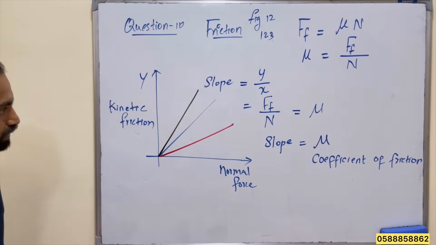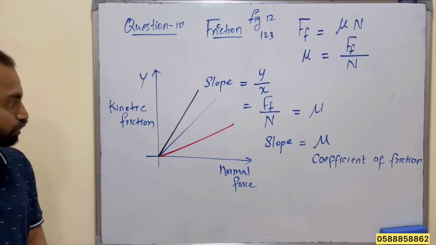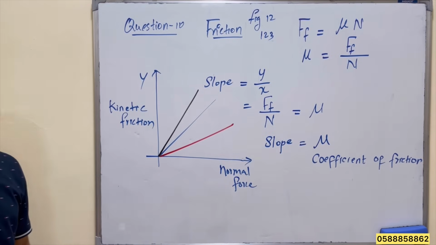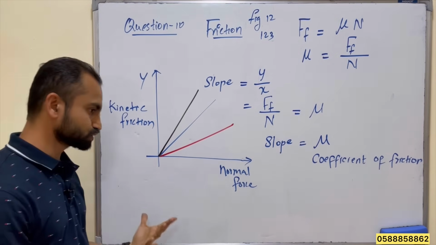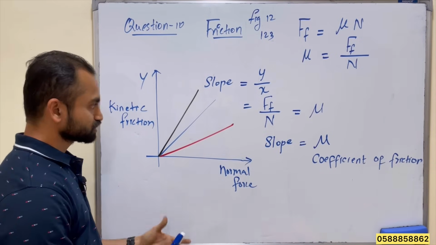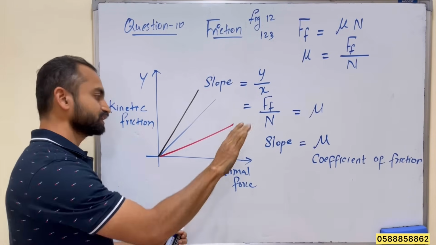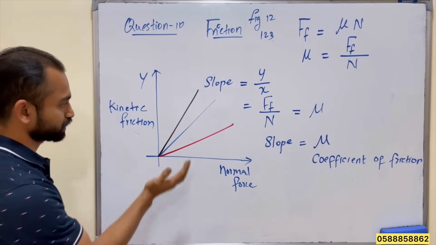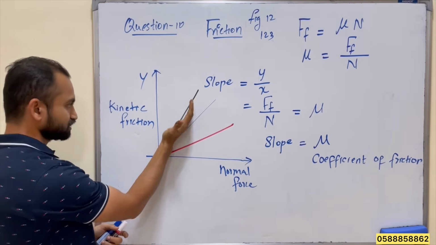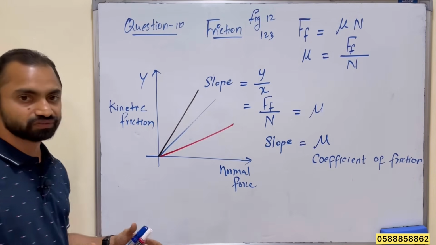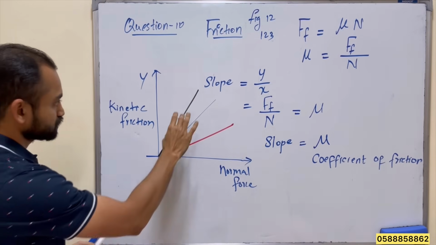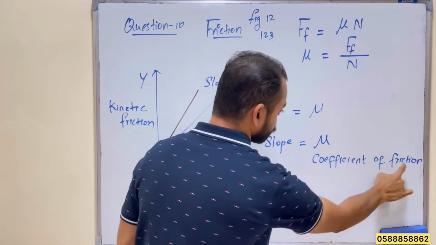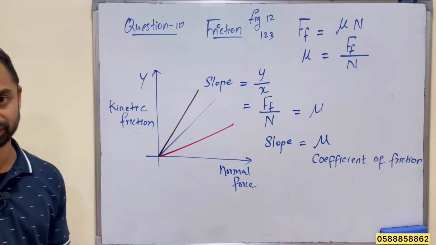Here, which one has the greatest slope? Black one, blue one, red one. We know that, right? Just by seeing. Slope means the inclination. This inclination is the slope. Which one has the greatest slope? The black has the greatest slope, right? The one nearest to the y-axis will have the greatest slope. So this one has the greatest slope, which means it has the greatest coefficient of friction, or greatest friction.